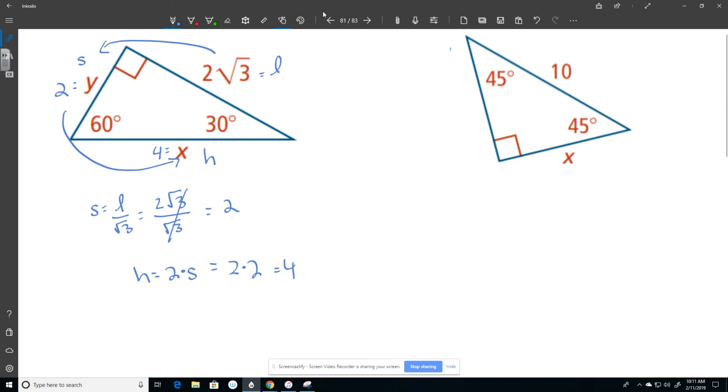Last triangle, 45, 45. So this is another special triangle where 10 is my hypotenuse and x is my short side. And I have a couple equations to look at. I know that the hypotenuse equals the short side times the square root of 2. So my other formula said that the short side is equal to the hypotenuse divided by the square root of 2. I know the hypotenuse, so I'm going to use this one. My short side equals 10 divided by square root 2.